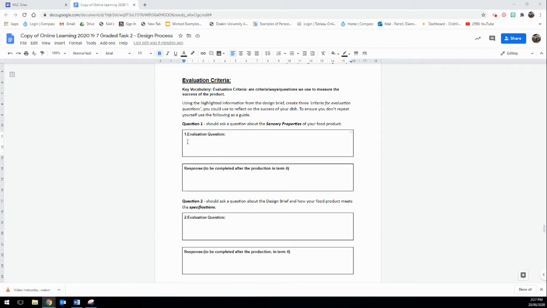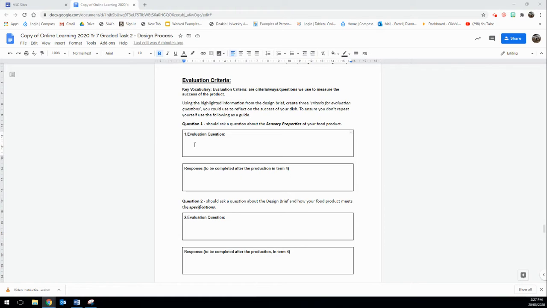So what is it about a sensory property that you could measure? Okay, so you could measure the appearance of your product, you could measure the aroma, you could measure the taste, and you could measure the texture. So any question that is going to be linked back to the design brief from the cafe, okay, but focusing on a sensory property slant, okay?